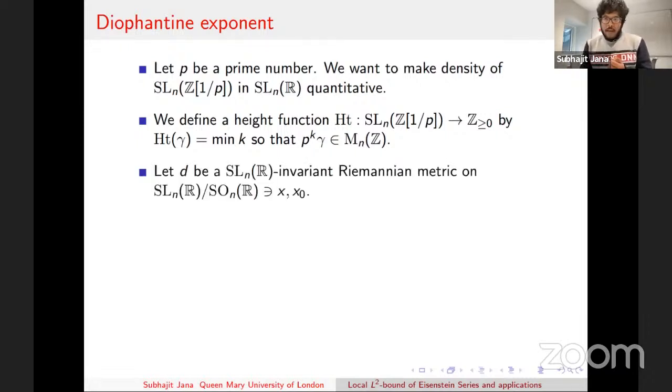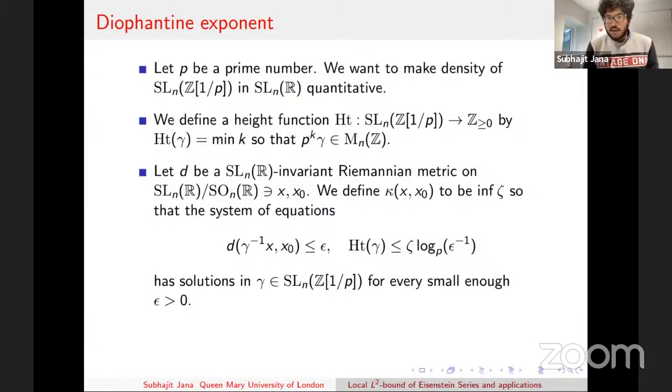Then if you want to approximate in a manifold, we need to have some sort of measurement of distance. Because it's a Lie group, it's better to talk about a Riemannian metric. In fact, on SL_n(R) let d be such a metric. And let's say x and x_0 are two points in SL_n(R)/SO_n(R). I could have talked about SL_n(R) itself, but just for simplicity of this talk, I'm dividing by the maximal compact subgroup of SL_n(R) and talking only about the symmetric space of the group.